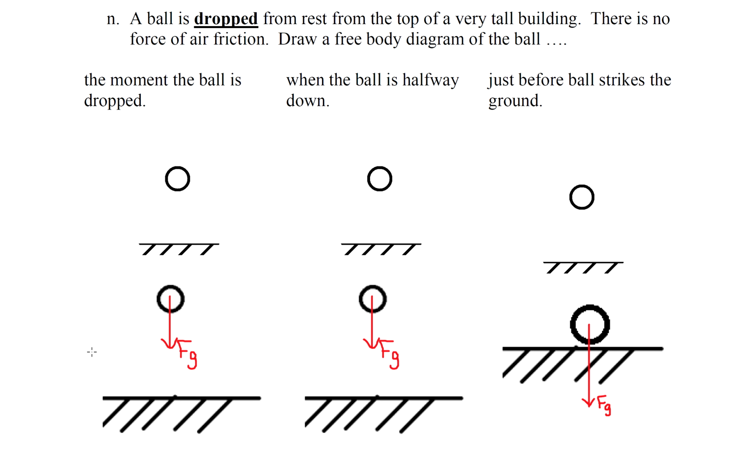Part N. A ball is dropped from rest from the top of a very tall building. There is no force of air friction. Draw a free body diagram of the ball the moment the ball is dropped, when the ball is halfway down, and just before the ball strikes the ground. So the force of gravity only points down, and they should be all equal in length. Okay. Because force of gravity is equal to mg. So if all three images have the same mass ball, g is 9.81 down, the length should be the same of all three of them.